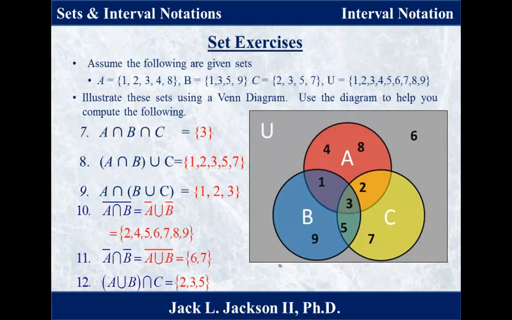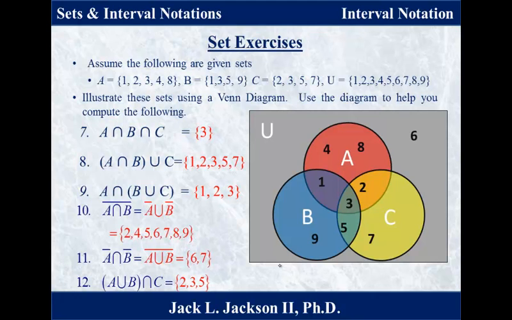If we take A union B and then intersect that with C, we take A union B, that's all of A and B, that's 1, 2, 3, 4, 5, 8, and 9, and we see where that overlaps C, and that's the 2, 3, and the 5.